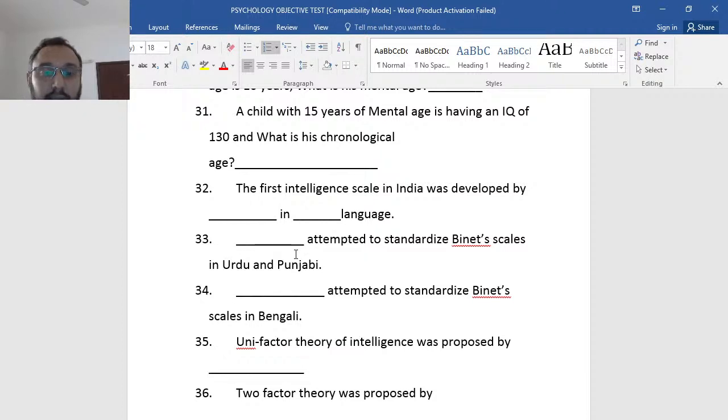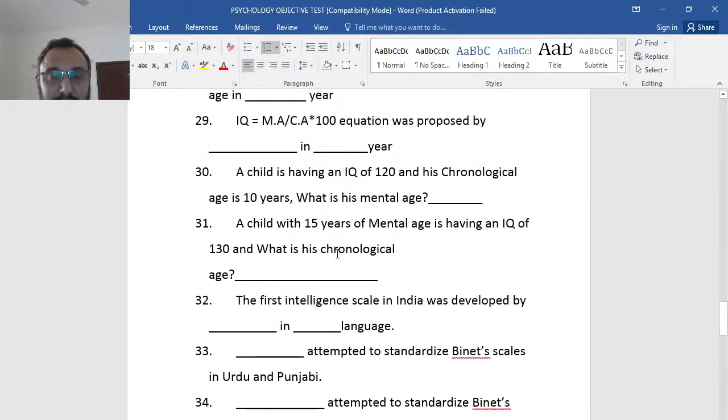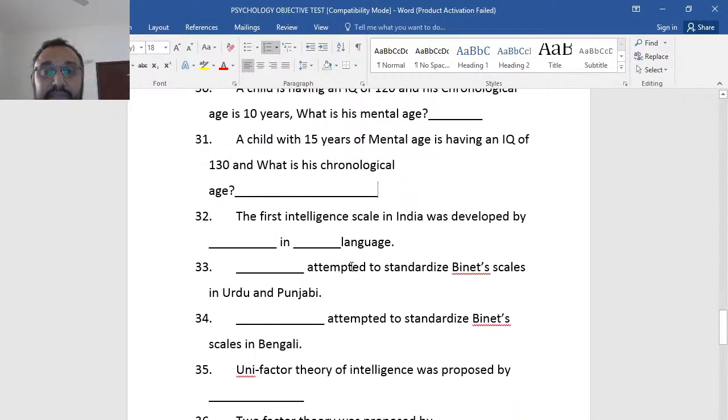Children, the answer for this is 11.7 years. It is exactly 11.7 that I am giving to you. The chronological age, question number 31, because I was using the calculator, children, I am not that good in maths, so I took a little bit of time, sorry. 15 years of mental age and IQ level is 130. When you do this equation, 130 is equal to 15 by CA multiplied by 100, you will get this answer as 11 point some 7 months nearly.